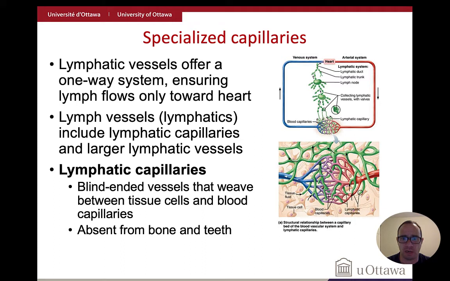And so, again, one of the main features of this are these lymphatic capillaries. They're interwoven amongst these capillary beds. You have them basically all over your body. They're absent from the bone and the teeth. Used to be the case that people thought that they weren't found in the nervous system, but more recently we think that there are lymphatics in the nervous system as well.